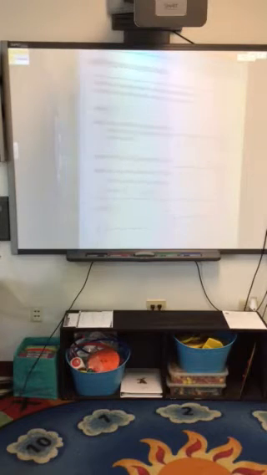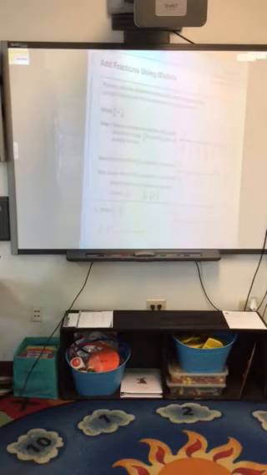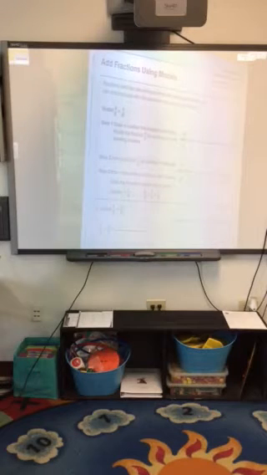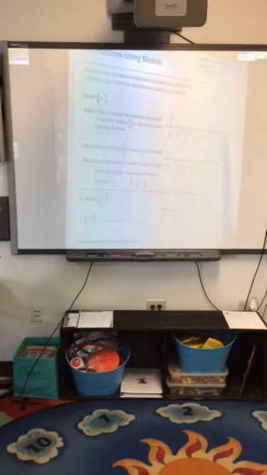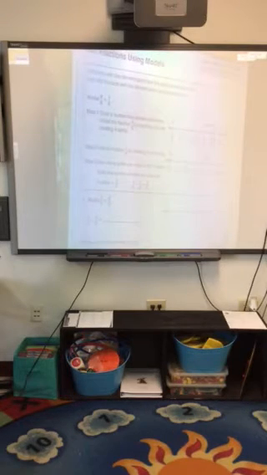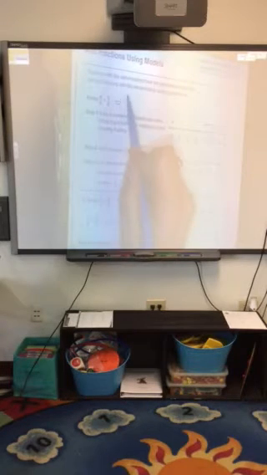So we have add fractions using models, fractions with like denominators. They're already in sixths for us. This fraction is 4/6 plus 1/6, and you can see that we have a number line. We're going to start with 4/6 right here and add 1/6. That puts me at 5/6. So 4/6 plus 1/6 equals 5/6.